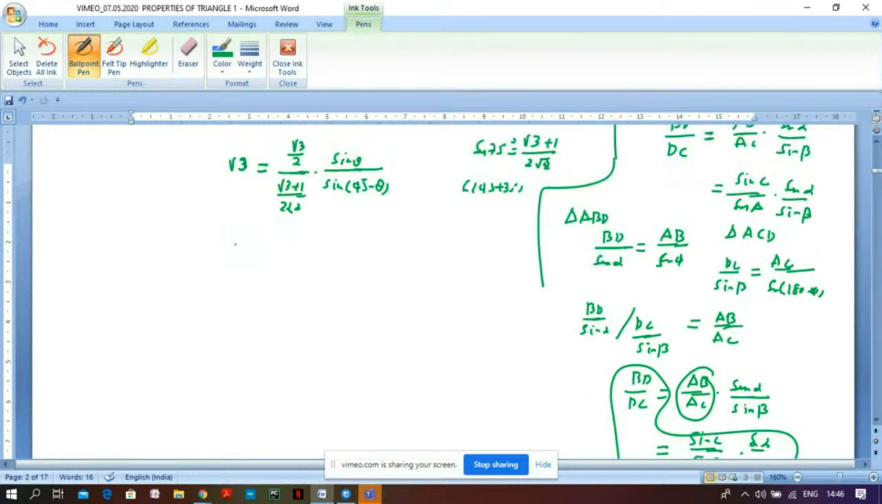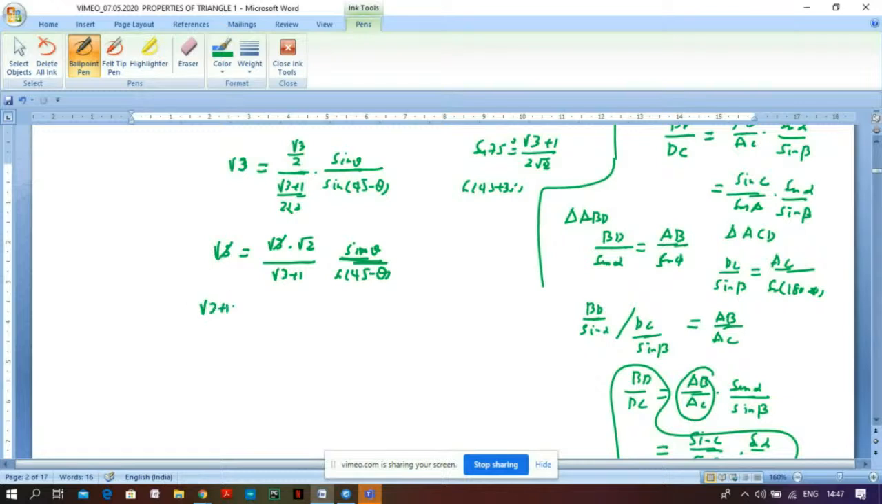And so this will simplify. Root 3 goes off, so root 3 I will write here maybe. And this is root 2 upon root 3 plus 1, and sine theta upon sine of 45 minus theta. So it seems that we are getting one equation in theta, which you should be able to solve. So let's start.